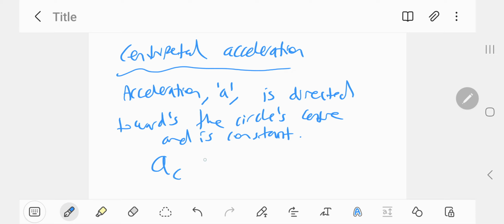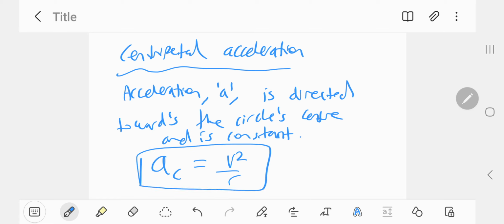a sub c is equal to v squared over r, where a sub c is the centripetal acceleration with units meters per second squared. v is the linear tangential velocity, units meters per second. r is the radius of the circle, which is just, I should say meters per second, all of that squared, sorry. Radius is in meters.